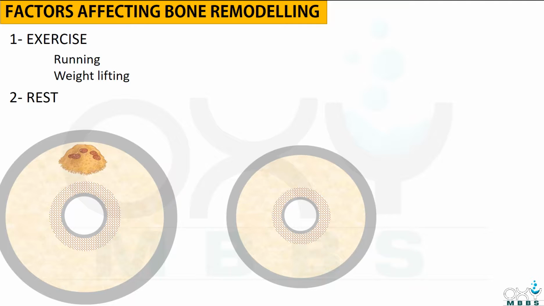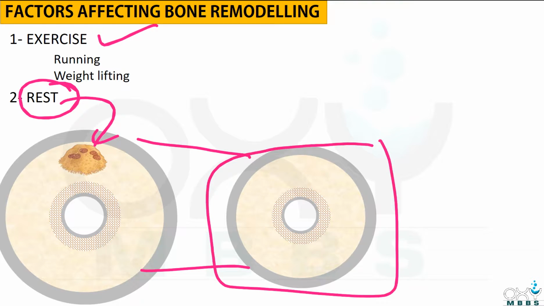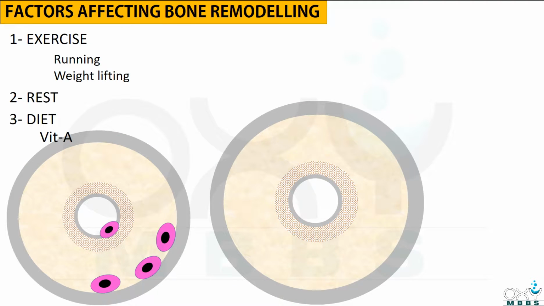And the opposite of exercise is rest. If somebody is resting, then osteoclastic activity increases, and because of this, the thickness of bone decreases. So this is a bone in a person who is bed resting for a long duration. During rest, only resorption activity takes place in the bone. And if somebody is taking vitamin A in a high amount, then it causes an increase in the thickness of the bone.